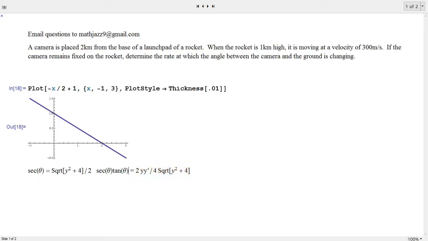Oh, and we forgot to put a theta prime here. So, let's move this over. We just took the derivative of the relationship between the angle and the height of the rocket. That gives us this coefficient, and then the rate of change of the angle is equal to this expression that contains the rate of change of the height of the rocket.